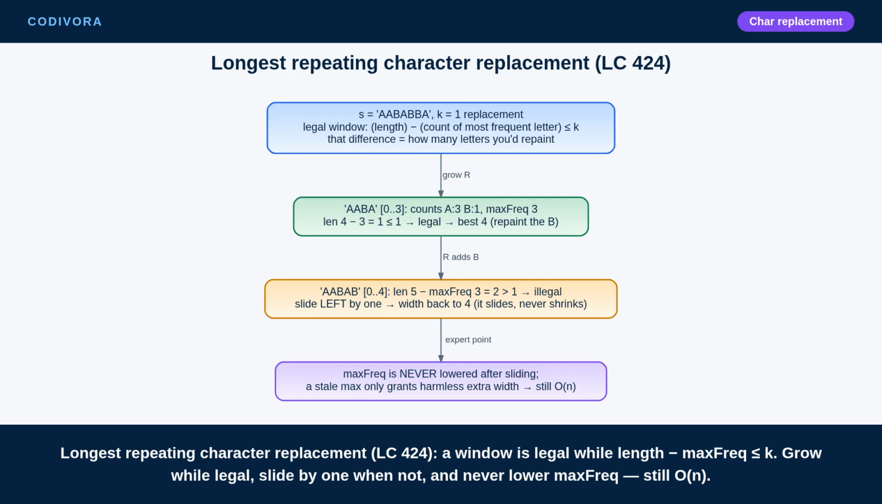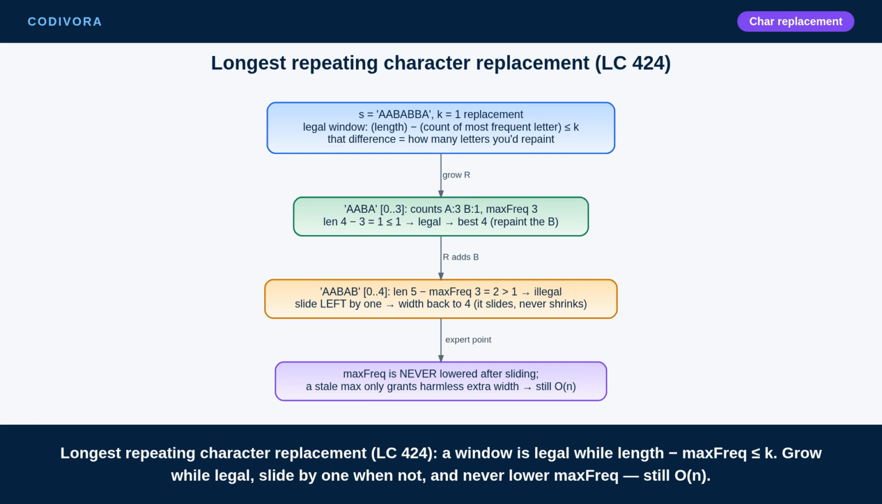Longest repeating character replacement. You may change at most K letters, and you want the longest run you can make all one letter. The window carries letter counts and one number, max frequency, the biggest single letter count inside it. The cheapest way to make any window uniform is to keep the majority letter and repaint the rest. So the replacement a window needs is exactly its length minus max frequency.